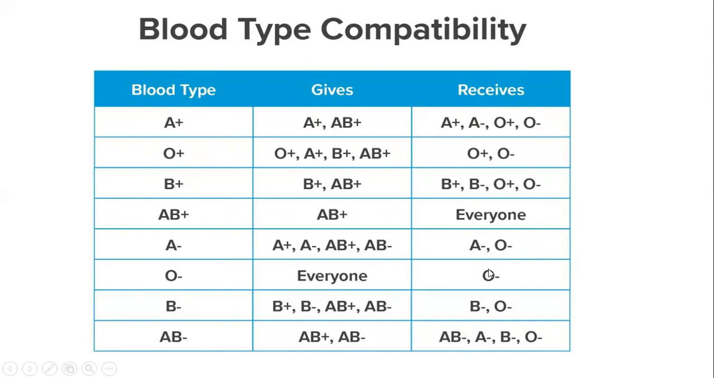Notice how in the receives category, O negative is the most restrictive. Even though they can give to everyone, they can actually only receive from themselves. So if you have O negative blood, oftentimes people will actually have their own personal supply at their local hospital, because O negative blood is something that everyone can receive, and it's very popular in transfusions.